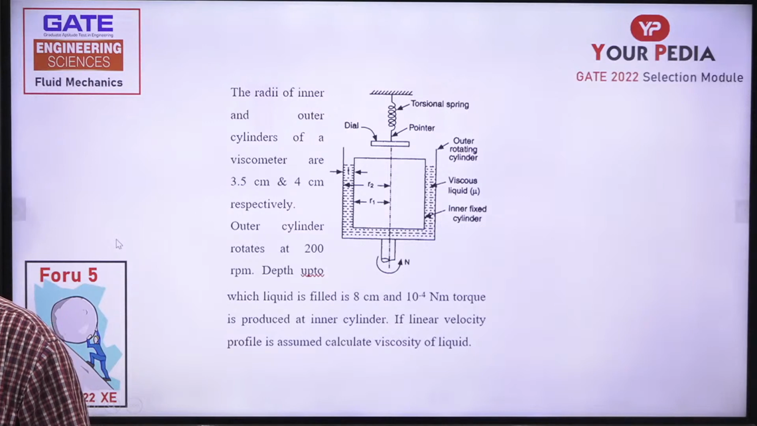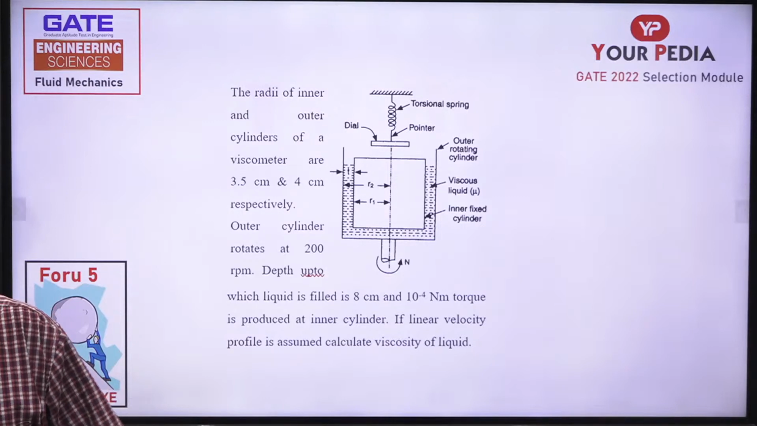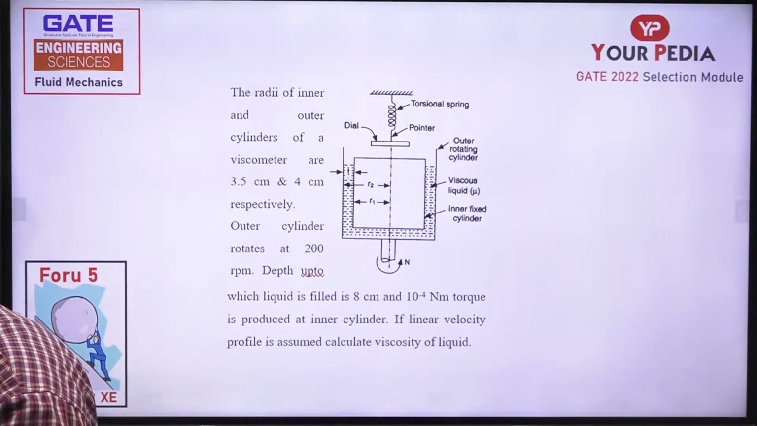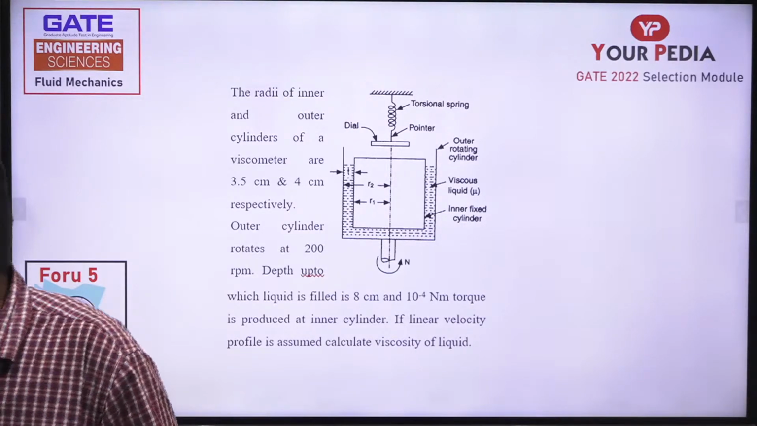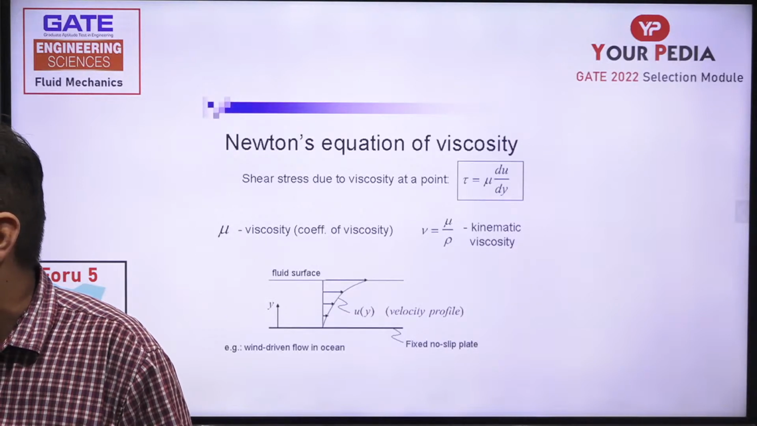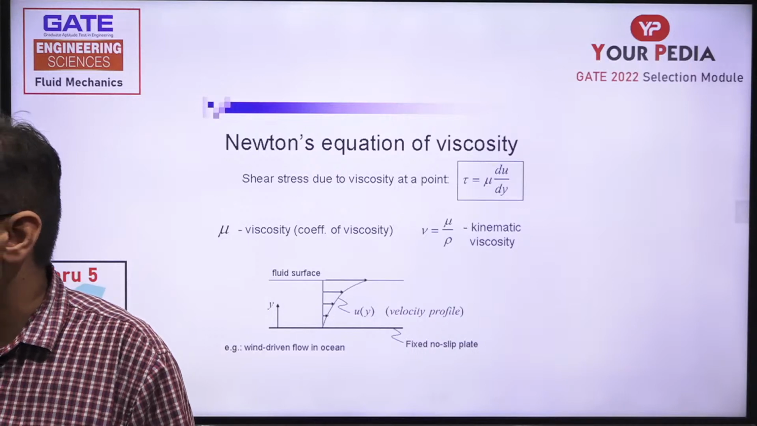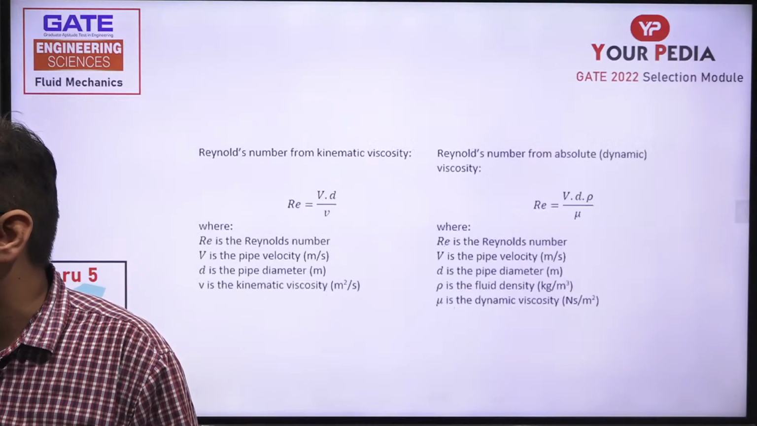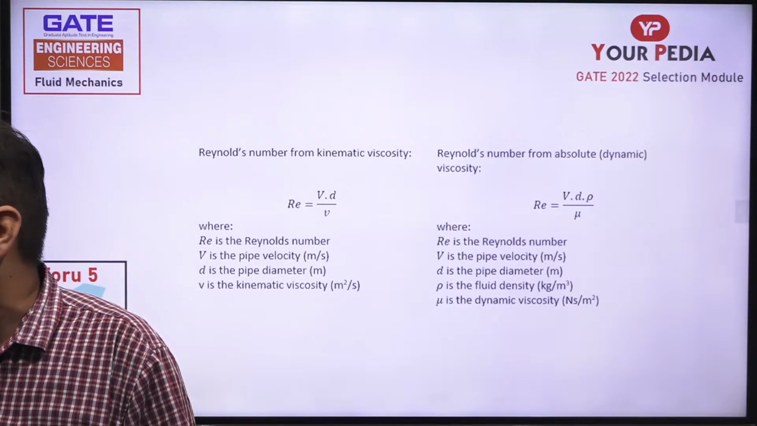So I think we can now directly start from this question. Read this question. Go through this question. Before that, I think this part we have already done in the previous class. Kinematic viscosity is dynamic viscosity over density. And then there's a relation between dynamic viscosity and kinematic viscosity.